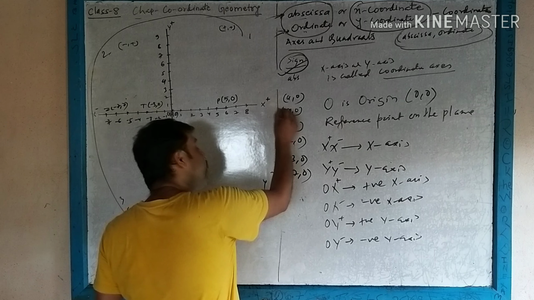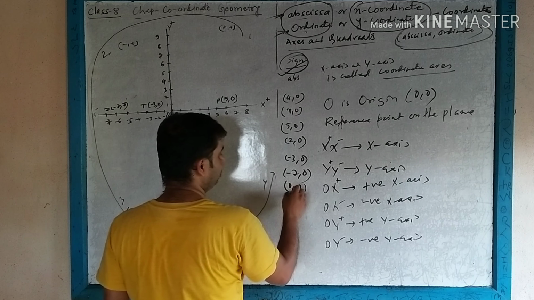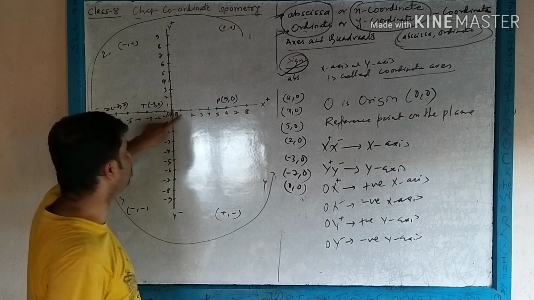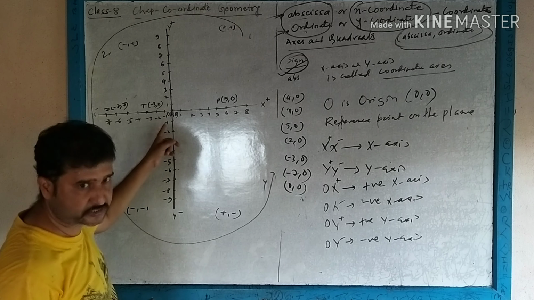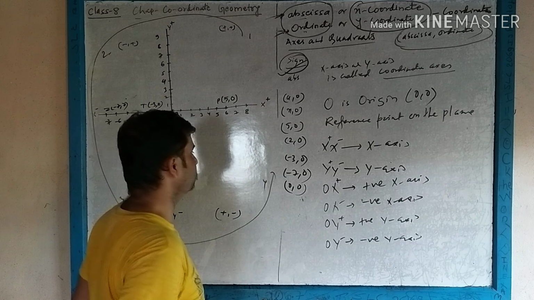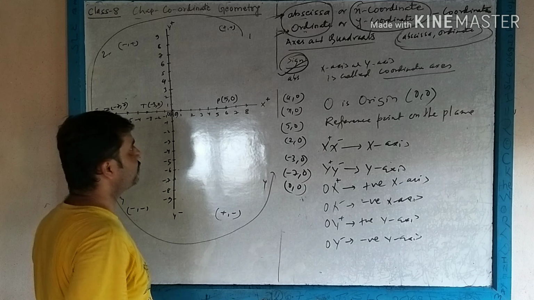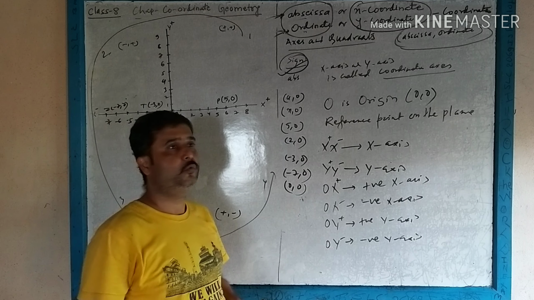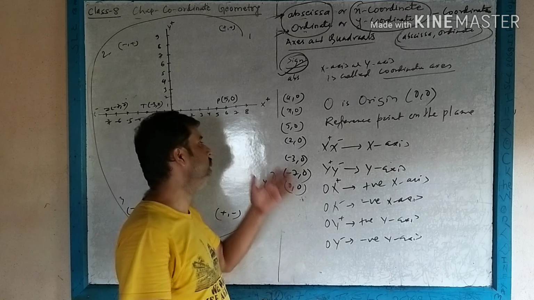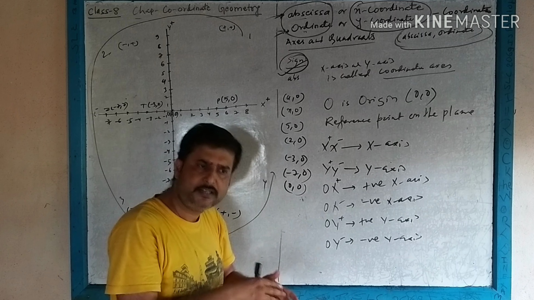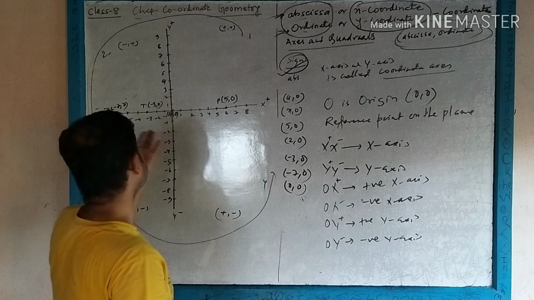If the value of x is 0, then it is the origin, because the origin lies on the x-axis and also on the y-axis. It is the point of intersection of the x-axis and y-axis. So anybody may ask you, what is the point on the x-axis? You say x comma 0. If x is positive, the point lies on the positive axis. If x is negative, the point lies on the negative x-axis.